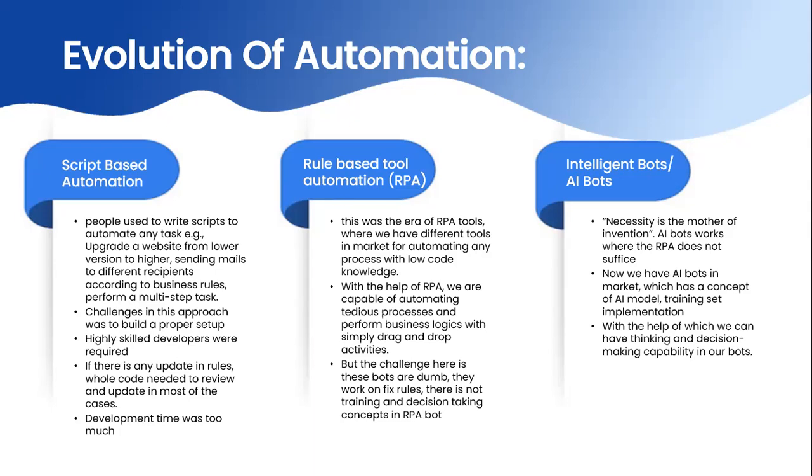There you need intelligence, and what they do is embed your AI model with automation, and you call it IPA, right? So this was the journey of automation from script based till intelligent bots. It came from writing long JavaScript, Python, PHP, shell scripts, till the intelligent bot integrated into your RPA robot.